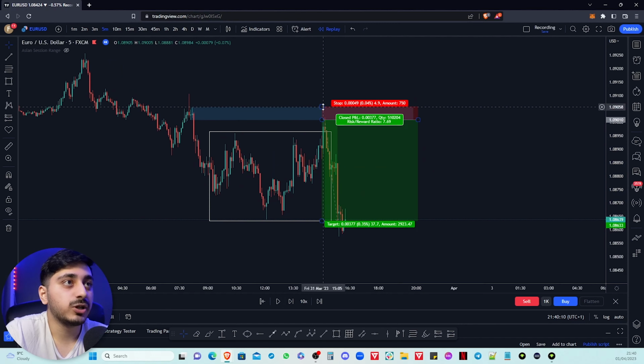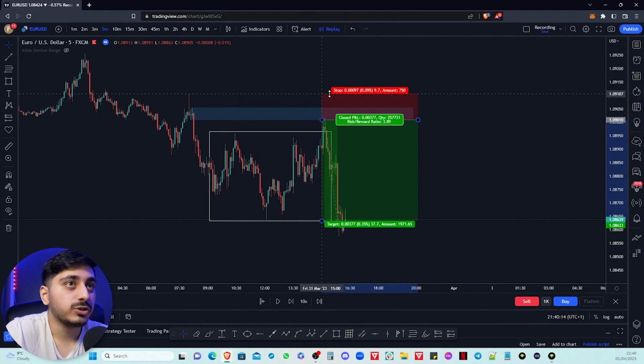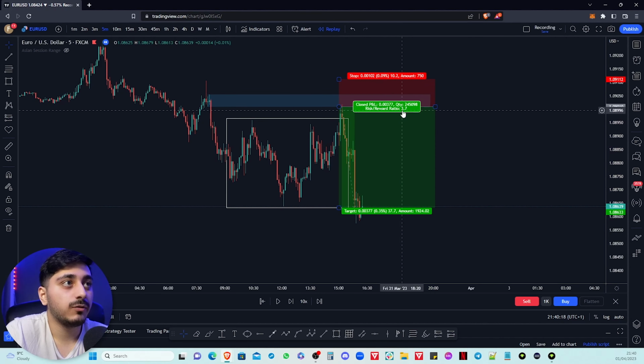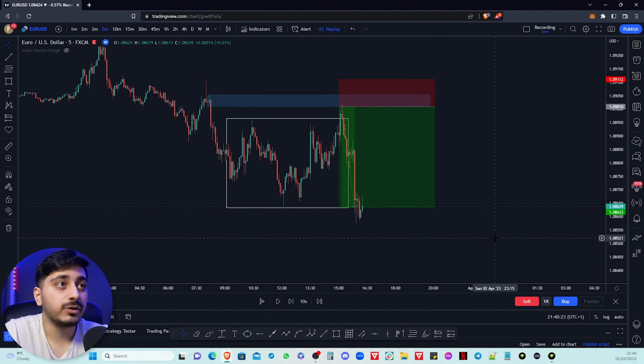And if we be conservative with our stop loss, which probably is something I would have done for this trade, that's 9.7, 10.2, you can see you get a nice 3.7 risk to reward ratio. And again, really nice trade and very simple.